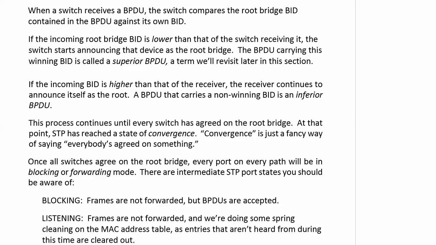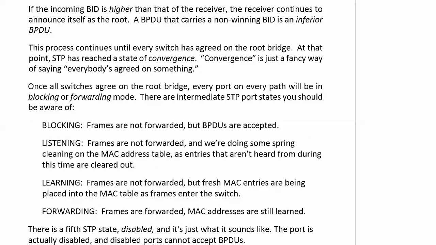Now, if the incoming bid is higher than that of the receiver, it just looks at it and goes, I'm still the root. I'm still in charge. A BPDU that carries a non-winning bid is an inferior BPDU. These terms do come into play later in the section, so they're good to remember. A BPDU that carries a winning bid is superior, and one that carries a losing bid, or a non-winning bid if you want to be polite about it, is an inferior BPDU. That process is going to continue until every switch agrees on the root. At that point, STP has reached a state of convergence.